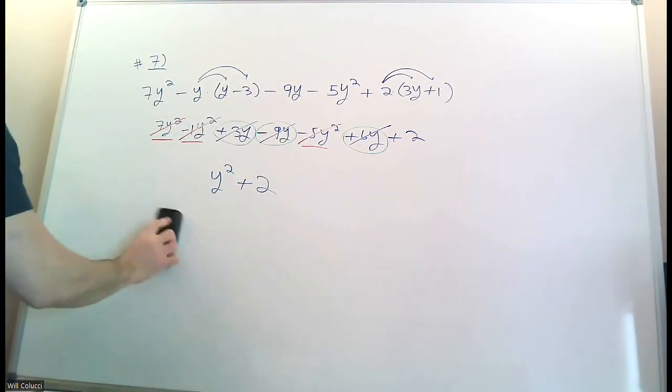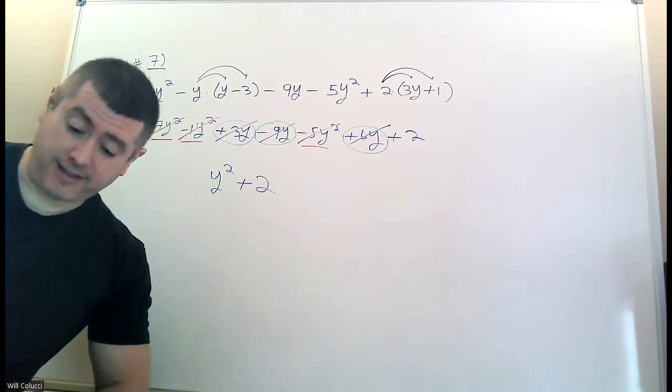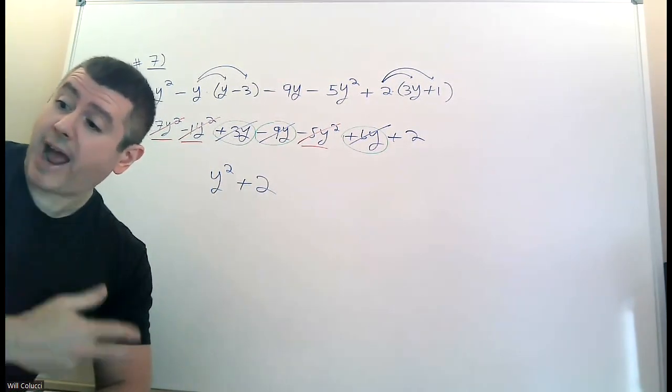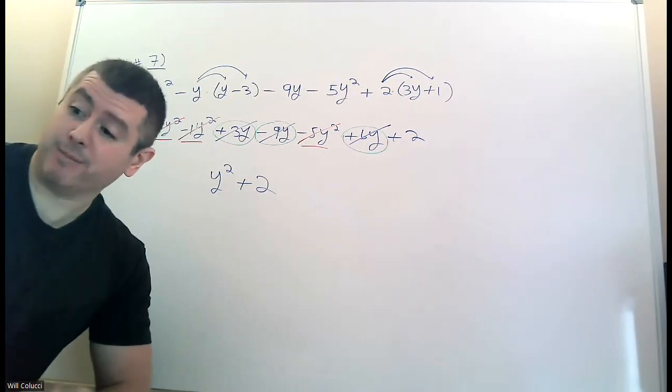This is why you cross stuff out. When there are a lot of terms like that, it's very easy to lose them. It's very easy to double count them. It's easy to miss them.